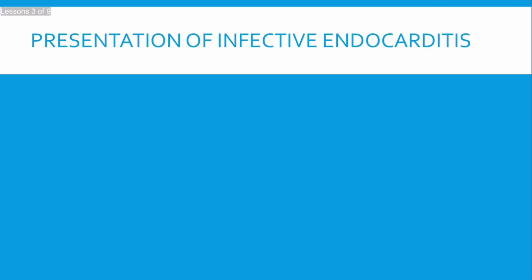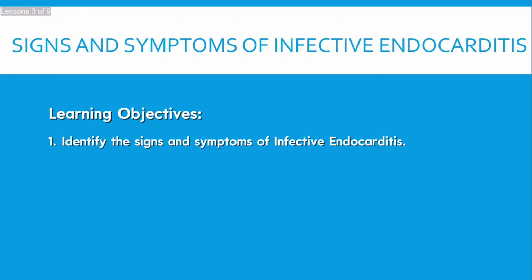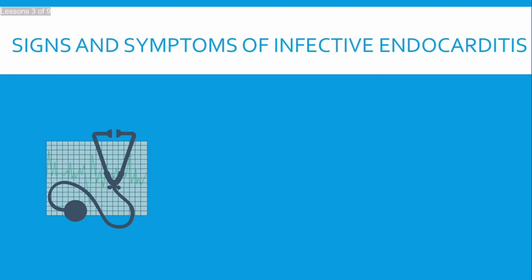Lesson 3. Presentation of infective endocarditis. The learning objectives for this lesson are to be able to identify the signs and symptoms of infective endocarditis. The most common key sign of infective endocarditis is a new heart murmur, which results from damage to the heart valve. This can be heard through auscultation.